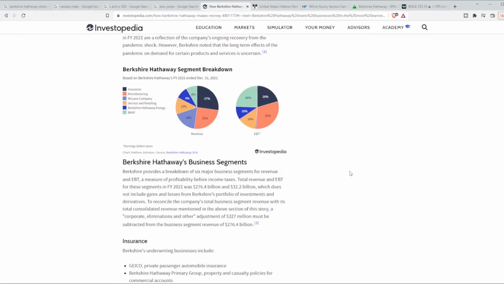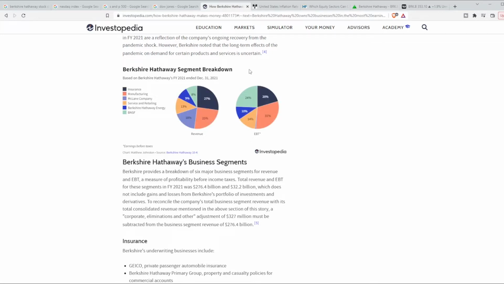Now to start off, let's go over Berkshire Hathaway's segment breakdown. See, what's really interesting about their breakdown is that they are very, very diverse. They are not very heavily into equities or certain things like that, but rather a lot of the revenue comes from insurance, manufacturing, the McLane Company, service and retailing, and their energy, as well as their BNSF railroad.